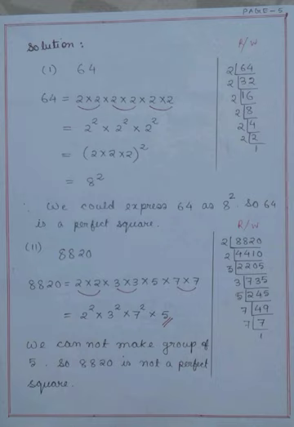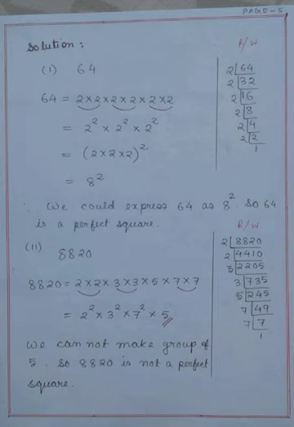If I make pairs of these numbers, it will be 2 square into 2 square into 2 square, which I can write as (2 into 2 into 2) whole to the power 2, which is equal to 8 square. Therefore, we could express 64 as 8 square. So, if I can express any number in its square form, that is a perfect square. I have expressed 64 as 8 square. So, 64 is a perfect square.